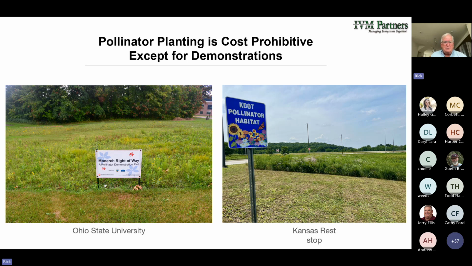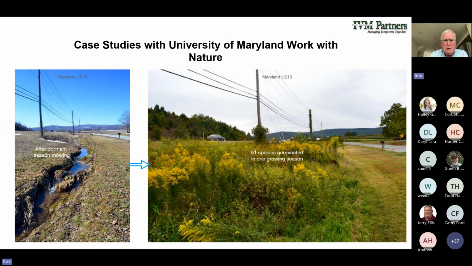Now, if you're going to plant, do it at a rest stop so you could have a kiosk and explain to the public what you're doing, because it's very expensive. On the highway, we work with University of Maryland. They were going to plant to do some studies with Maryland DOT. This is between Frederick, Maryland and Gettysburg.